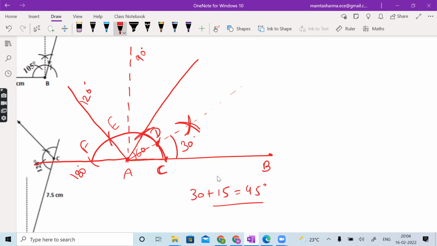How will you draw 90 degree? 90 degree is the middle of 60 and 120. And 90 degree will be the midpoint of 60 and 120. So keep your compass at D, draw an arc, and keep your compass at E and draw an arc like this and join this line. This will show 90 degree. Now 45 degree. How will you draw 45 degree?